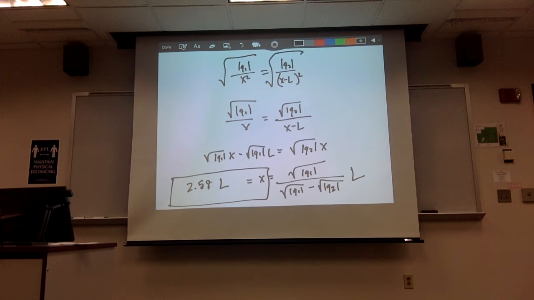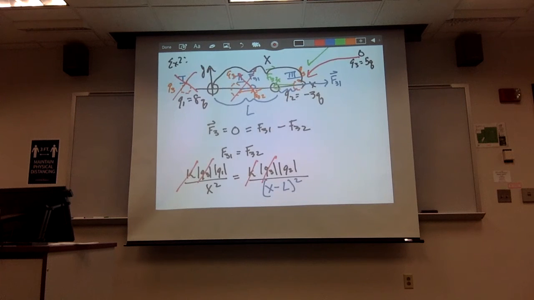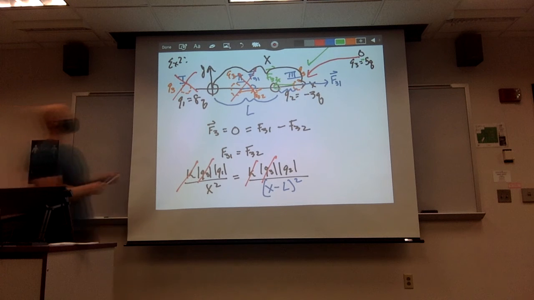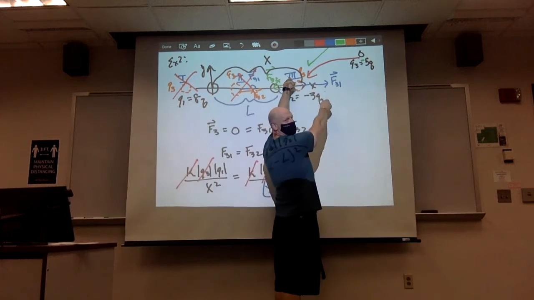So the first comment I'm going to make is, what happens if Q3, instead of being a positive 5Q, was actually negative 5Q? What would be different in this case? Nothing. Ultimately nothing. The only thing that would be different is the directions of these forces would flop.